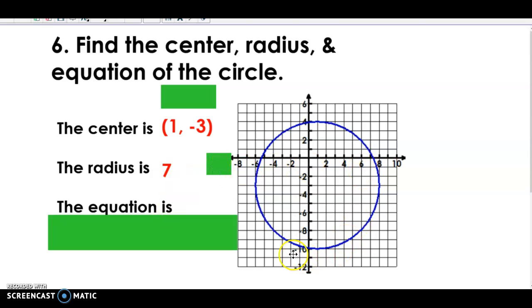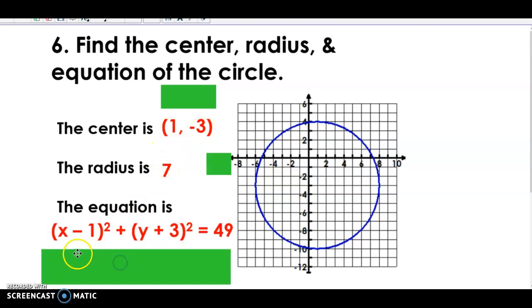My radius here is going to be 7. So if I'm looking at (1, negative 3), and I count out to 7, 1, 2, 3, 4, 5, 6, 7. That's how I can find my radius right here. And so therefore, I have my h, I have my k, I have my r. So when I plug these in, I have (x minus 1) squared plus (y plus 3) squared equals 49, because 7 squared is 49.